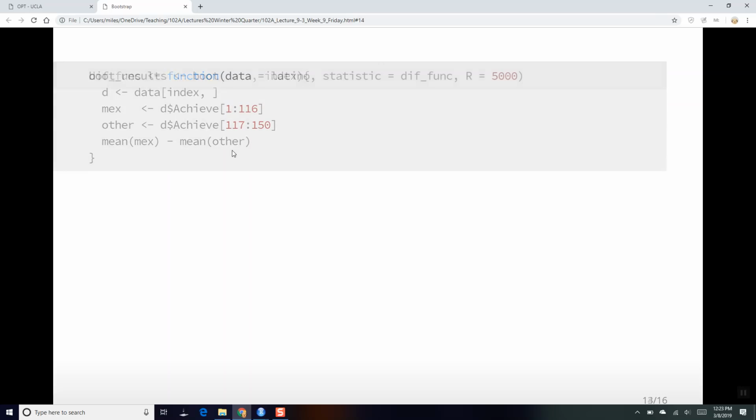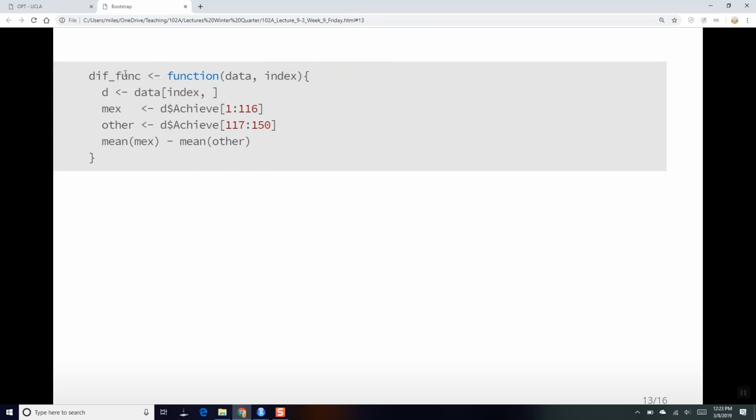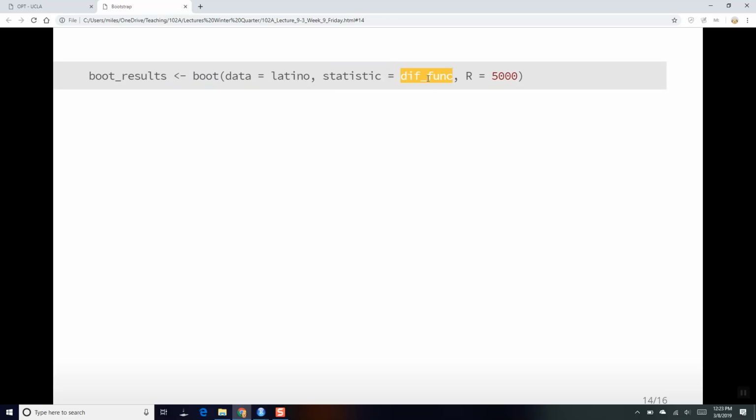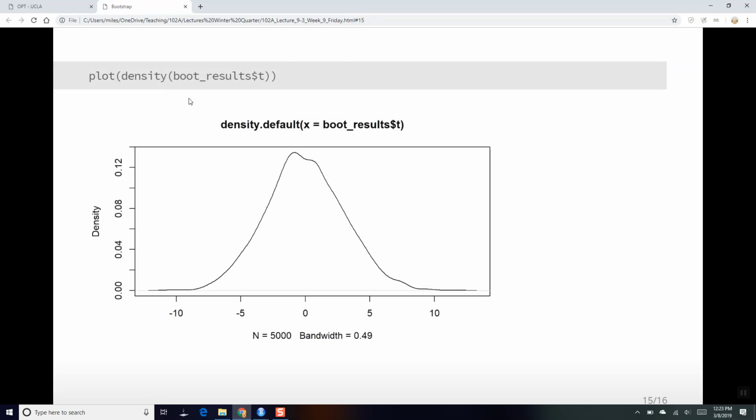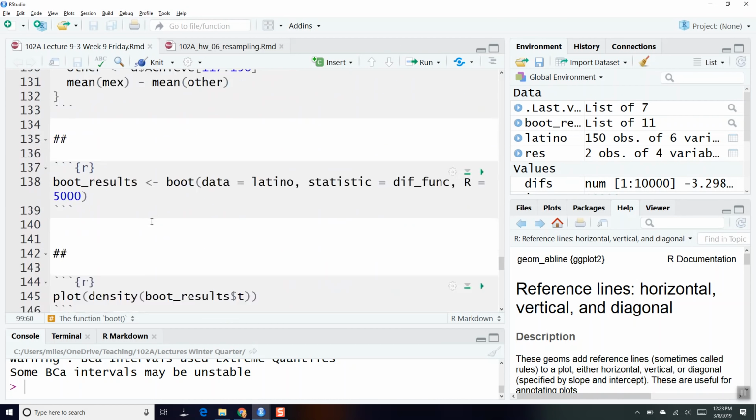Okay, all right, and then to run the boot, you run package boot. You say data is equal to the data frame we're using, in this case, we've stored it as Latino. And then the statistic is this function that we've defined, diff func, the difference function. And we say do this 5,000 times, or you can do 10,000 times, or whatever you want to do. So boot results will be the output of this thing. Let me just run this for you.